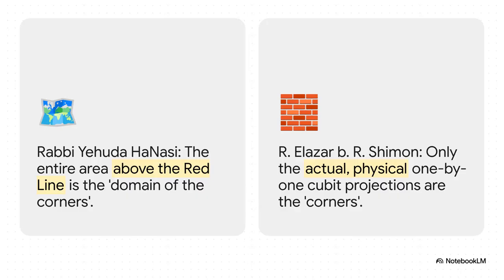And here's where we find the real source of the conflict. It's actually an older debate between 2 foundational sages. Rabbi Yehuda Hanasi argues that, based on a verse in Ezekiel, the entire surface above that red line is basically corner territory. But Rabbi Elazar disagrees. He points to a verse in Leviticus that says "on the corners," and to him, that means only the literal physical parts that stick out. So you see, the first debate was really just a symptom of this much deeper argument.